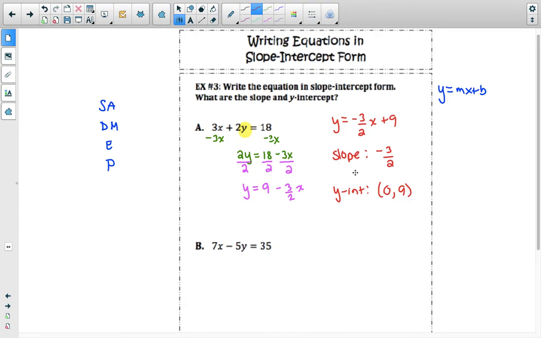Please remember that y-intercept is a coordinate. You must write it as a coordinate, otherwise it's just a constant, and it doesn't really tell you that it's a y-intercept. It just gives you a number.